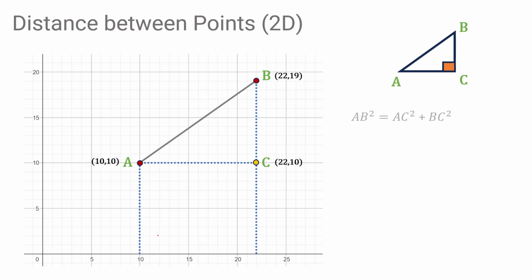Let's find out the lengths of sides AC and BC in this diagram on the left. The length AC is a difference of 22 and 10, and we need not take the difference of y coordinates because both are the same, which is the same height, 10. So the difference of x coordinate comes out as 12. So this part is 12. On similar lines, we can compute the length BC, which is by taking the y coordinate difference between points B and C. So we subtract 19 and 10, and the difference that we get is 9. So this length is 9.